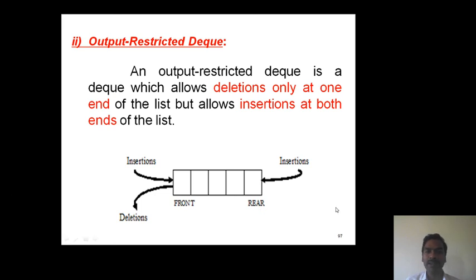So finally, when we combine the input restricted deque and the output restricted deque, it forms a deque where both insertions and deletions are allowed at either end of the list. Okay, so the deque data structure is one type of queue.